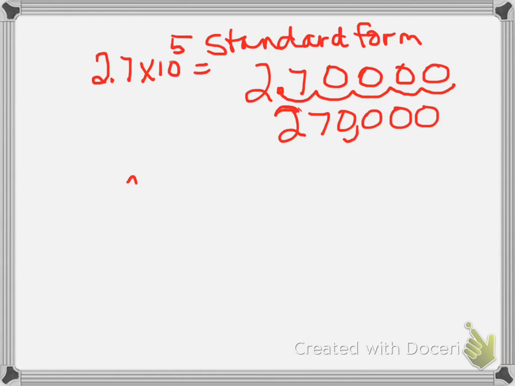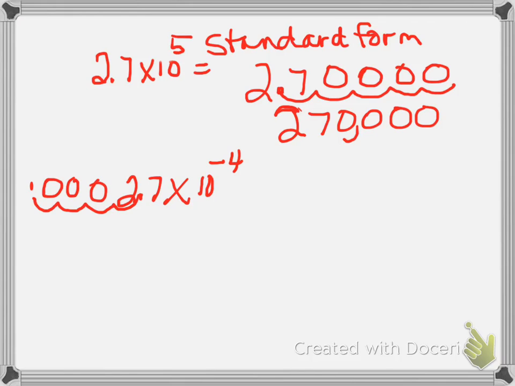So let's take my 2.7, and this time let's take times 10 to the negative fourth. Since it's a negative exponent, you don't move the decimal to the right, we now move it to the left. But I have to move it 4 times. So 1, 2, 3, 4, and put my decimal in. I have created 3 empty spaces. Fill those in with 0.